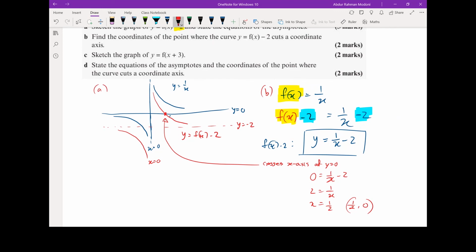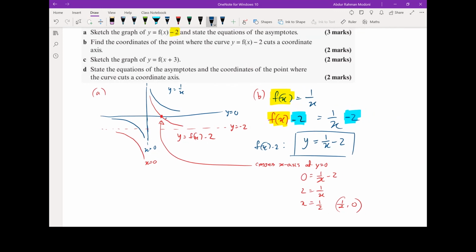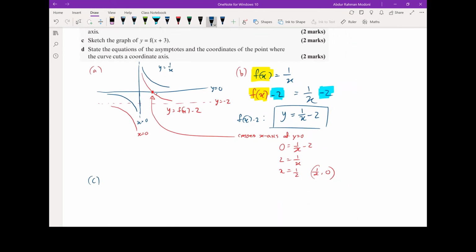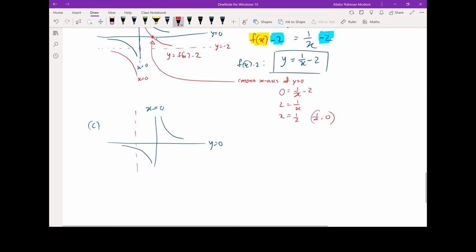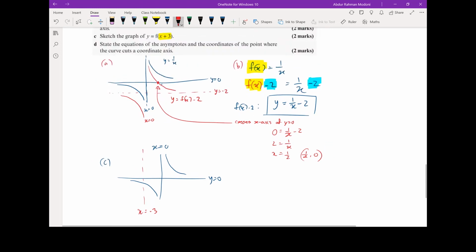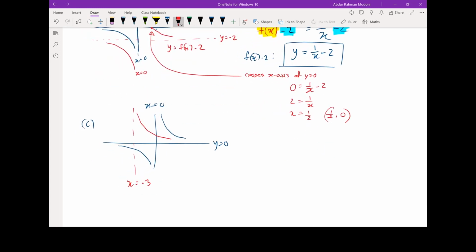Now the third part, part C, says sketch the graph of y equals f of x plus 3. Again, I start by drawing the original f of x. Here we've got f of x plus 3. The plus 3 is inside the bracket, so it affects the x-axis and it does the opposite. So instead of plusing 3, it's minusing 3. So what would that look like? Well, it affects all the x values. So the original asymptotes were x equals 0 and y equals 0. The x asymptote will be affected this time, resulting in the new asymptote being at x equals minus 3. And then we would draw the curve. The y equals 0 asymptote remains where it is. That's what it looks like. We can see the intersection here is at a different point.